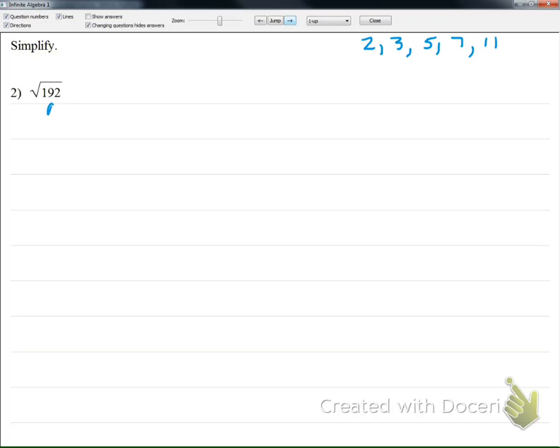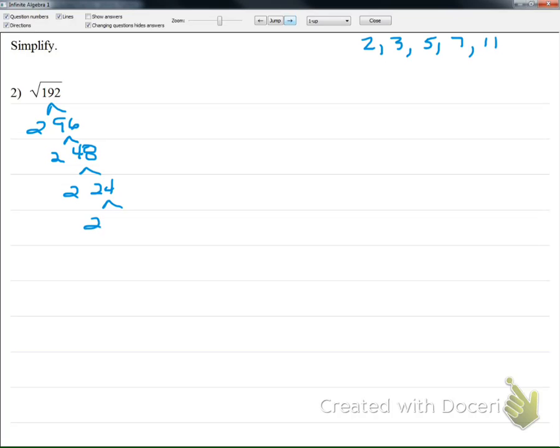Alright, 192, can we divide it by 2? Of course we can, it's an even number. So 192 divided by 2 equals 96. 96 is also even, so that can be divided by 2. Equals 48. 48 can be divided by 2. By the way, I'm just leaving that number in my calculator so that I can quickly divide it by the next number.